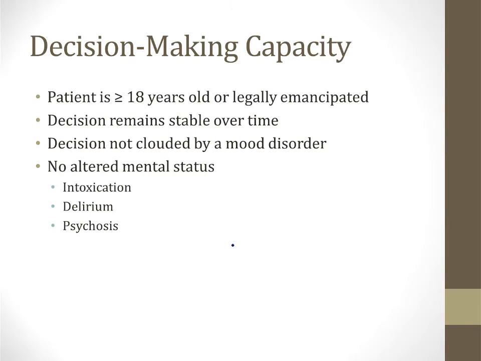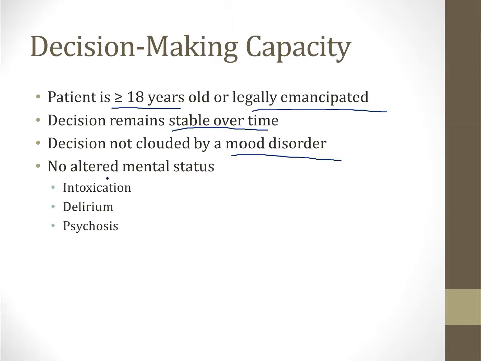Other important elements of decision-making capacity are listed on this slide. To have decision-making capacity, patients must be greater than or equal to 18 years of age or legally emancipated, and I talk about emancipated minors in the video on informed consent. Also, their decisions must remain stable over time. If they keep changing their decision from one day to the next, this is a demonstration that they may not have decision-making capacity. Their decisions cannot be clouded by a mood disorder. So, for example, a patient who is depressed and suicidal and wants to decide to leave the hospital cannot do so because their decision is clouded by their depression.